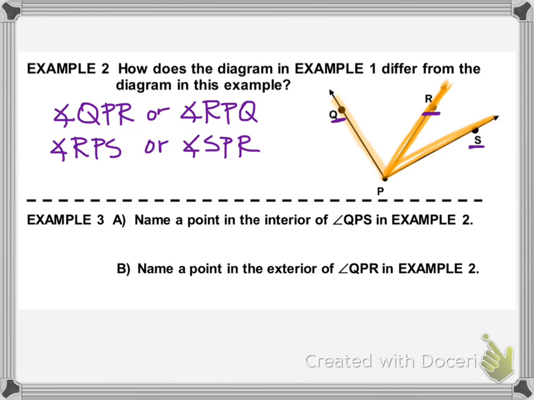And then for the larger angle that is made up of the two smaller angles, this is where we're going to use Q and S as the 2 points on either side of our P. So for the larger angle, we can call it angle QPS or angle SPQ. What I want you to notice is that on all 6 of these names, P, the vertex point, is in the middle of the 3 other points. Okay, it always has to be that way.